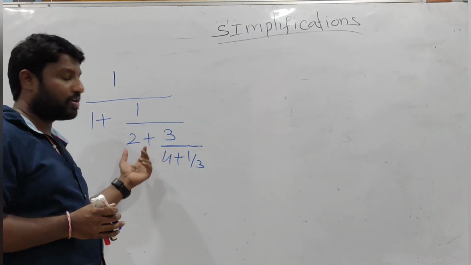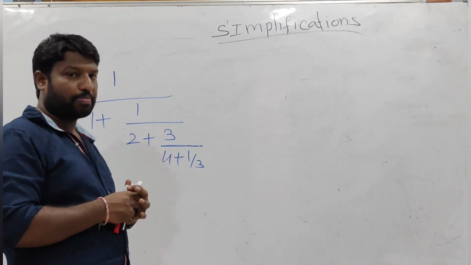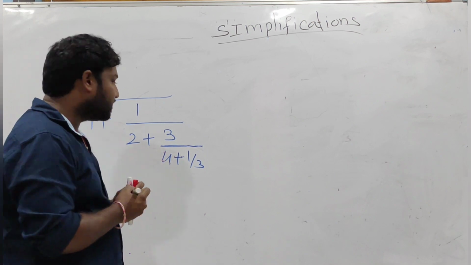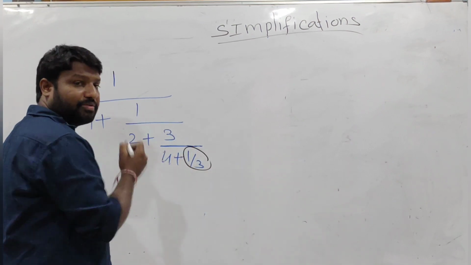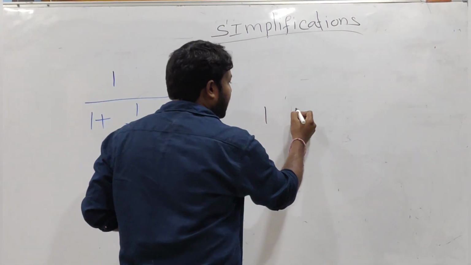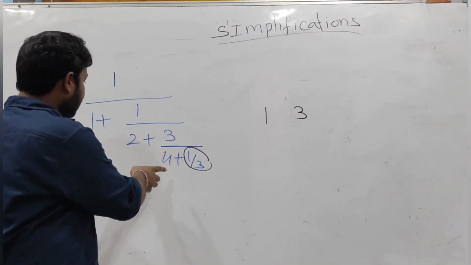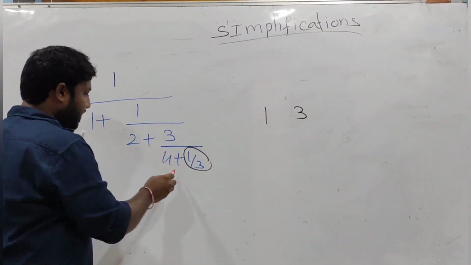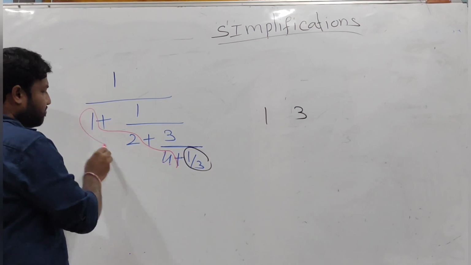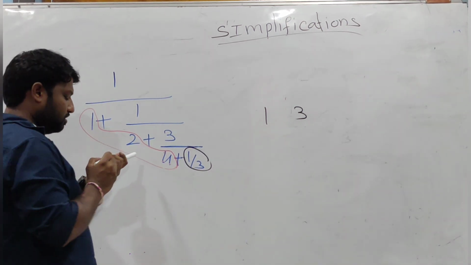1 by 1 plus 1 by 2 plus 3 by 4 plus 1 by 3. So what will I do? The method is the same. I will start from here. It is nothing but 1 by 3, so I will write here 1 and 3. Next, see these values: 4, 2, 1. So I will take these values and write them here.